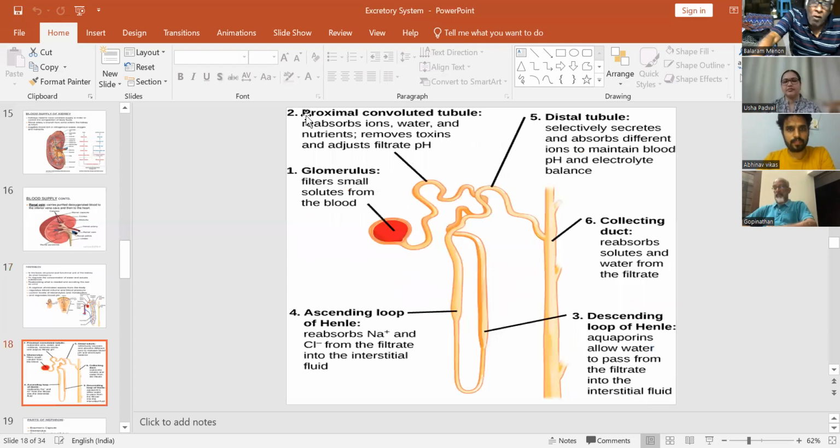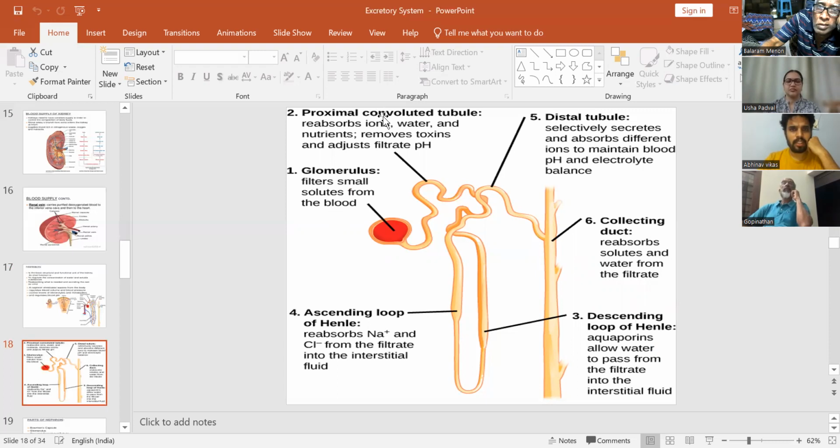Okay. If you see, what does it consist of? First, these are the different parts of the nephron. What is there in the middle? The glomerulus filters small solubles from the blood. See what happens, generally blood is coming. It is the main filtering. From here, you can see the pipe-like structure.